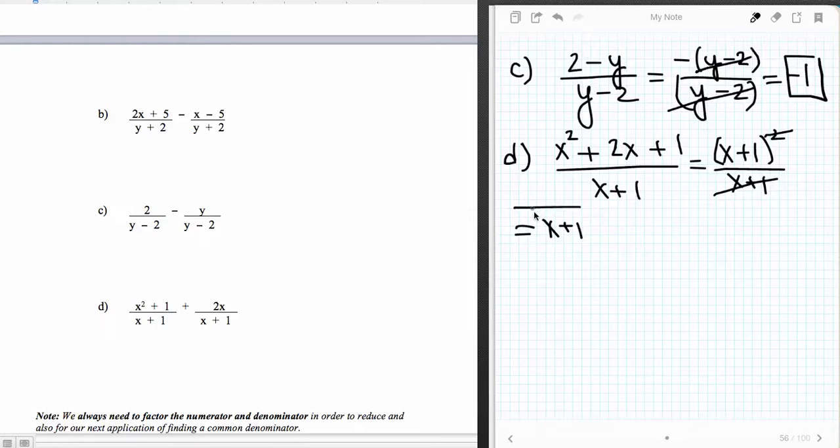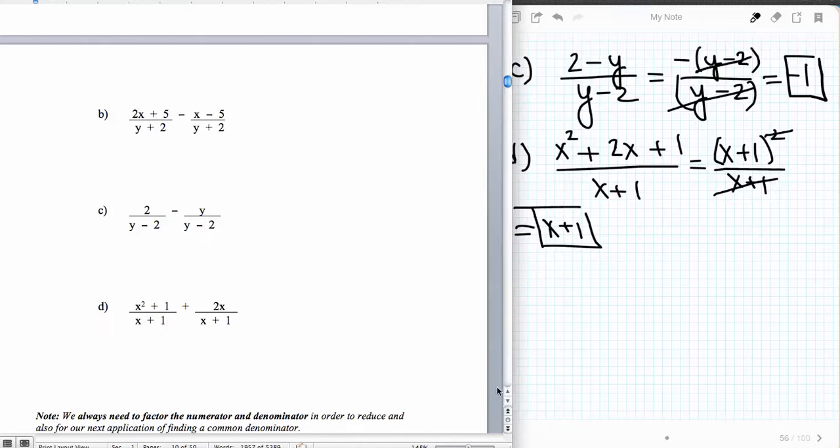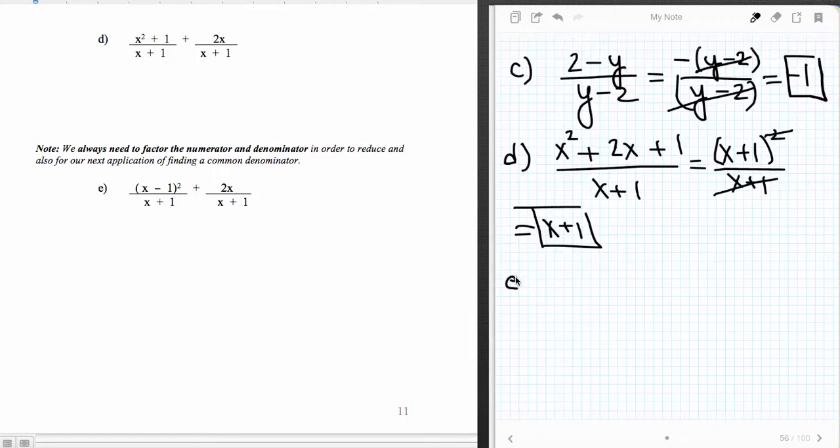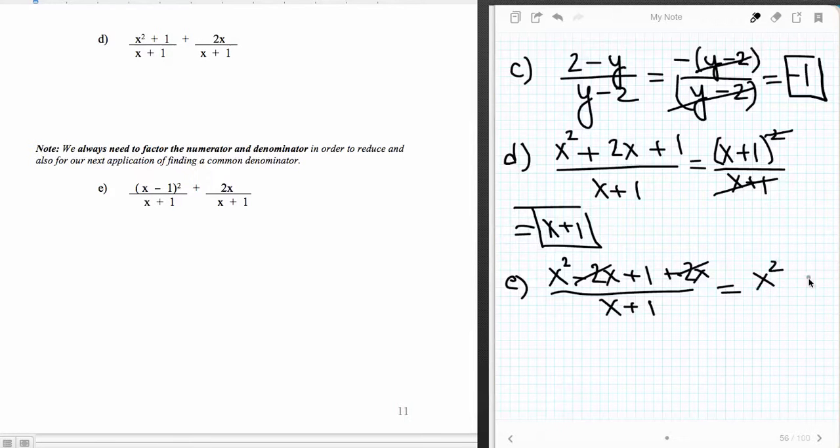And so now we can move on to part E, which we can't see down here. Part E, we have an x minus 1 squared. In that one, we're going to have to expand this out. When I square a binomial, I square the first term. The difference, it's going to be a minus, and twice the product of the two terms, and then plus the last term squared. And then I'm going to be adding in a 2x here, and then I'm going to put this over the common denominator, x plus 1. And then this one and this one add to 0, and so that's going to look like x squared plus 1 all over x plus 1.